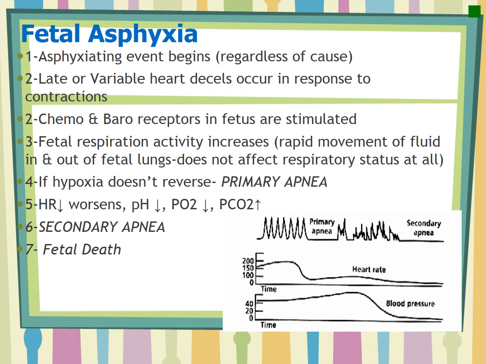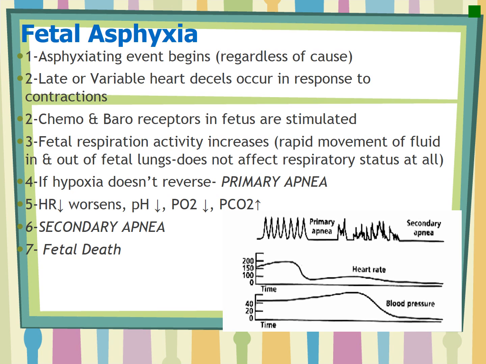So let's talk about abnormal fetal asphyxia. Regardless of the cause, an asphyxia begins. This leads to the baby having late or variable heart decelerations, and they're occurring in response to the contractions. Next, the chemo and baroreceptors in the fetus are stimulated. This causes the fetus to increase respiratory activity, so there's going to be rapid movement of fluid in and out of the fetal lungs while it's still in utero.